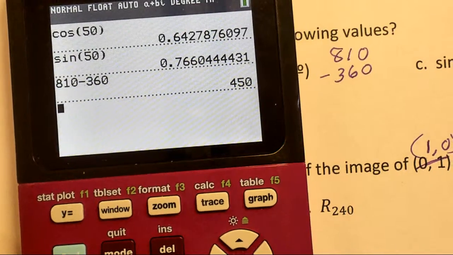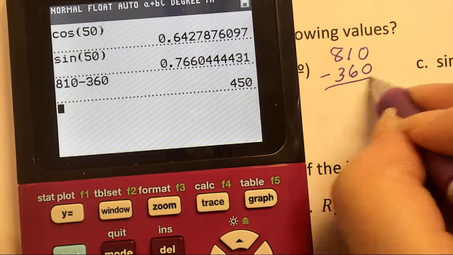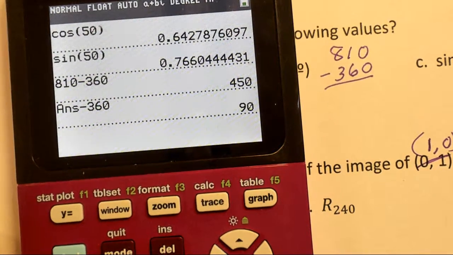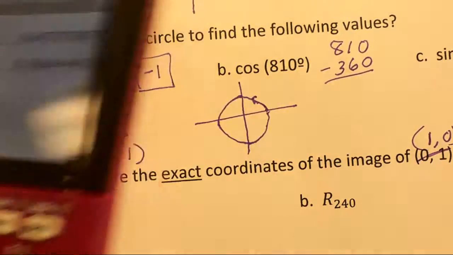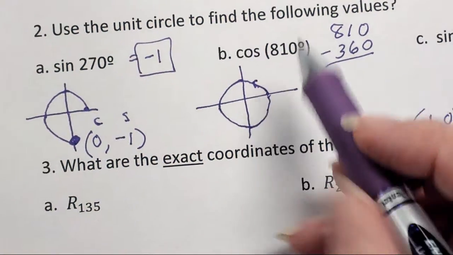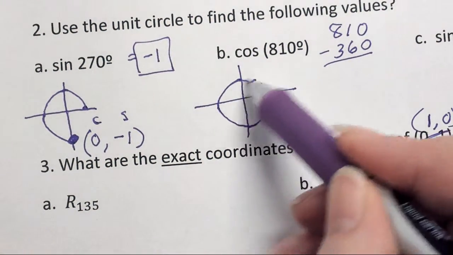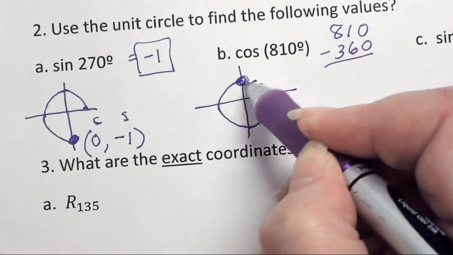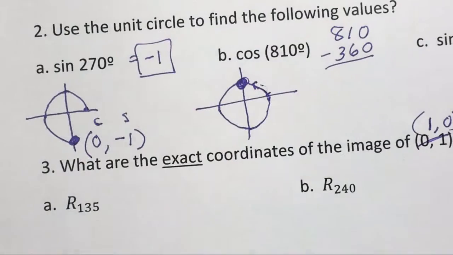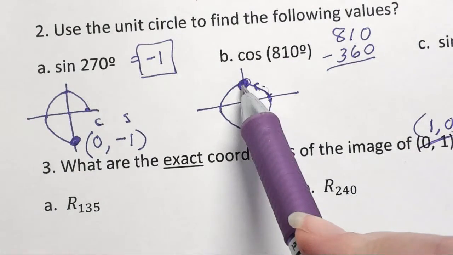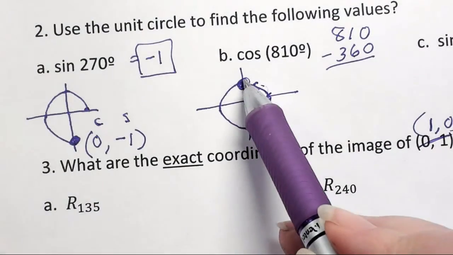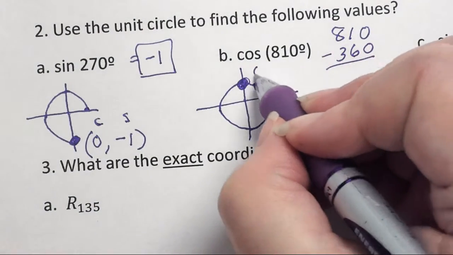Can I go again? Yep. So I can go again. Now I'm going to subtract 360, and I get 90. Right? So now I'm taking and finding 90. So I'm here, I went around again, and now I can go right here to 90. What is this coordinate? 0, 1. So we have our 0 and 1.